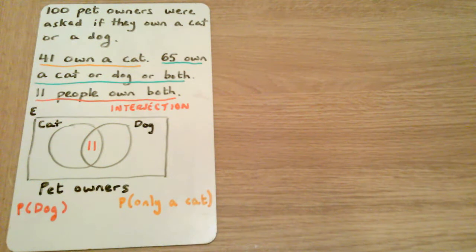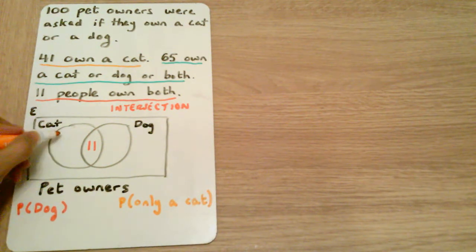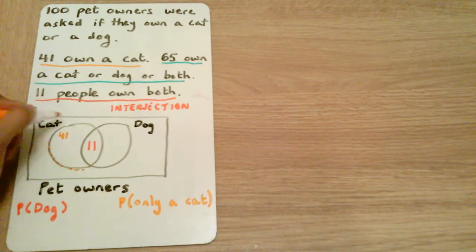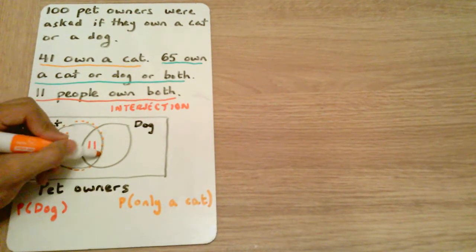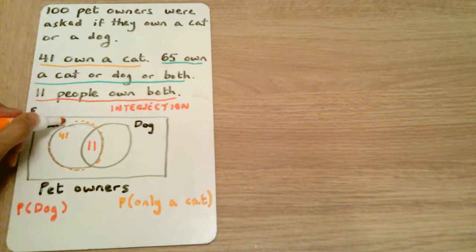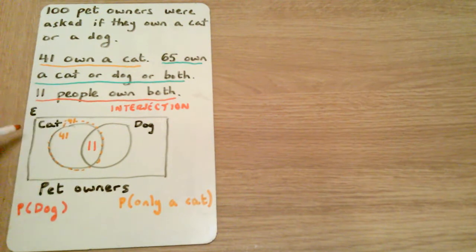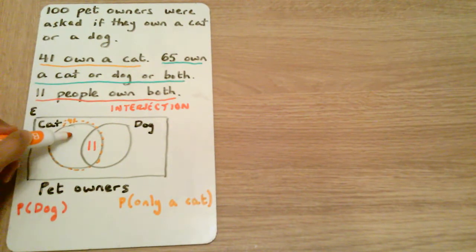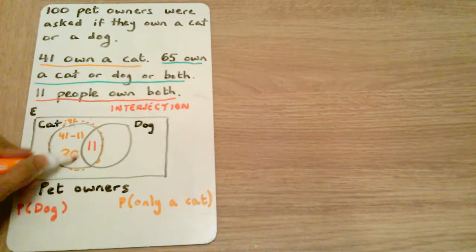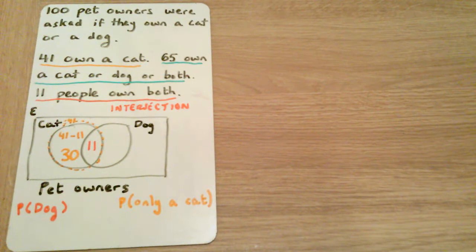Now, the next thing we can say is that 41 people own a cat. A very common mistake is to say, okay, this is a cat, so the 41 goes over here. But that's not quite right, because the people that own a cat are everybody within this circle, which means that these 11 people also own a cat. So the 41 should represent the cat in total. That means this section should be 41 minus 11, which is equal to 30. So 30 people own just a cat.